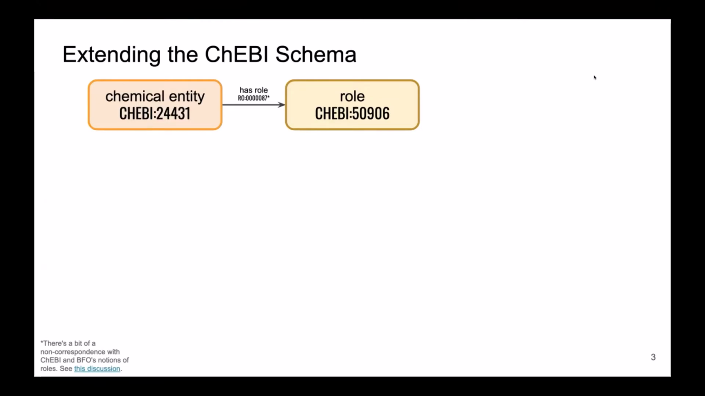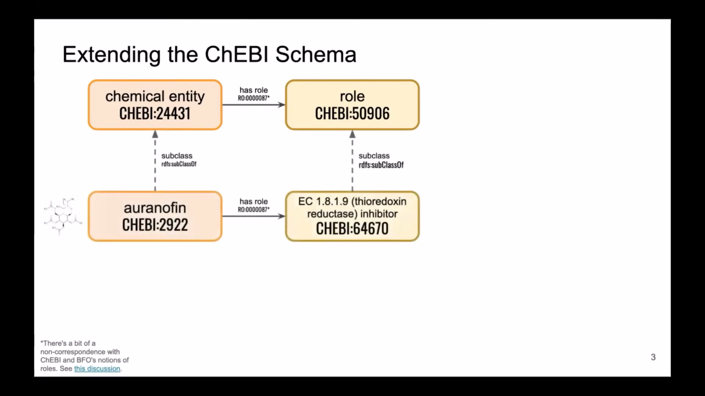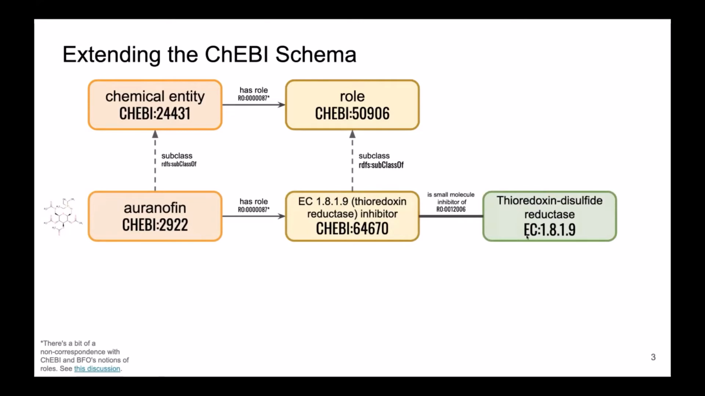So inside ChEBI, there's all sorts of great stuff, like actual instances of molecules and the roles that they have. Here's an example of uranophane, and it's a thioredoxin reductase inhibitor. The interesting thing going on here is that we've got this reference within our ChEBI role, EC 1.8.1.9. This is an enzyme commission class. I found it kind of funny that there's actually no relationship between this ChEBI role itself and the actual entity that's represented by this EC code. It'd be really nice to have these relationships, like this role is a small molecule inhibitor of this class of enzymes.